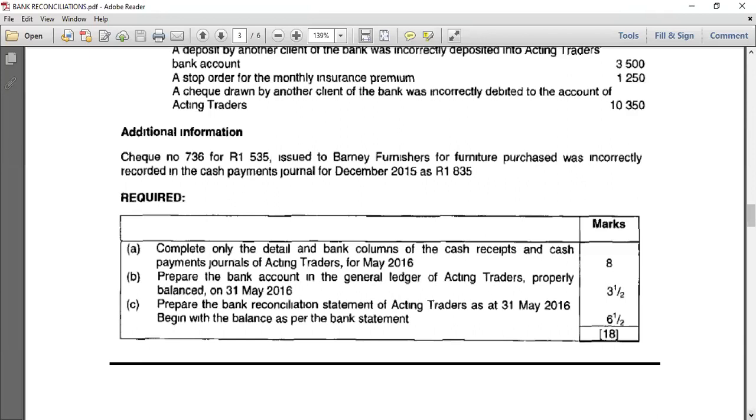Number A, complete only the detail and bank columns for the cash receipts and cash payments journals of Acting Traders for May 2016. Right, so we want to do the books for May 2016.